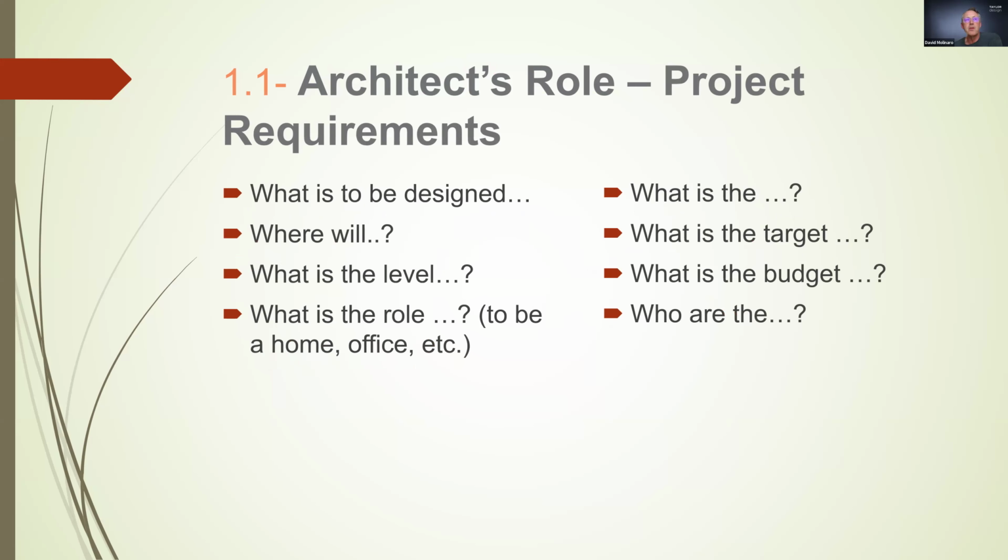In that relationship, these are some of the questions that we will answer with that contract. What is to be designed and built? Where's it going to be? What is the level of quality that the owner is looking for? What's the role of the project? Is it a lab, a home, an office? What is the program? And what are the schedule or time constraints? Do we have some outside schedule constraints that might be budget related or contract related that we need to be aware of? What's the target completion date?